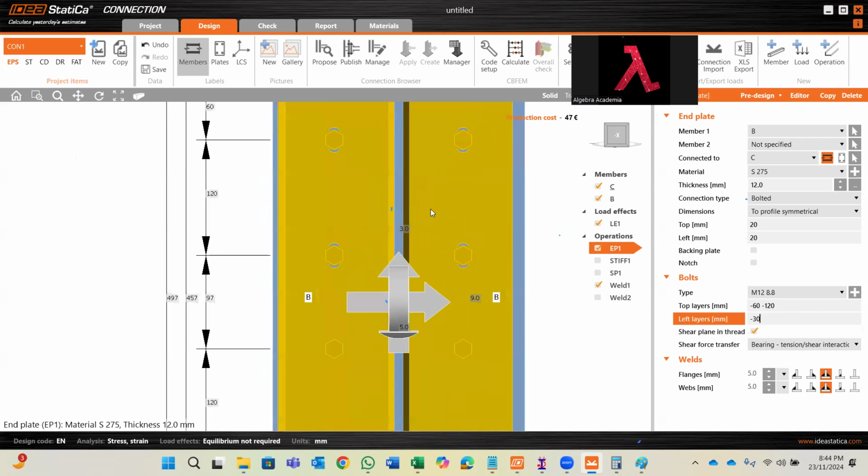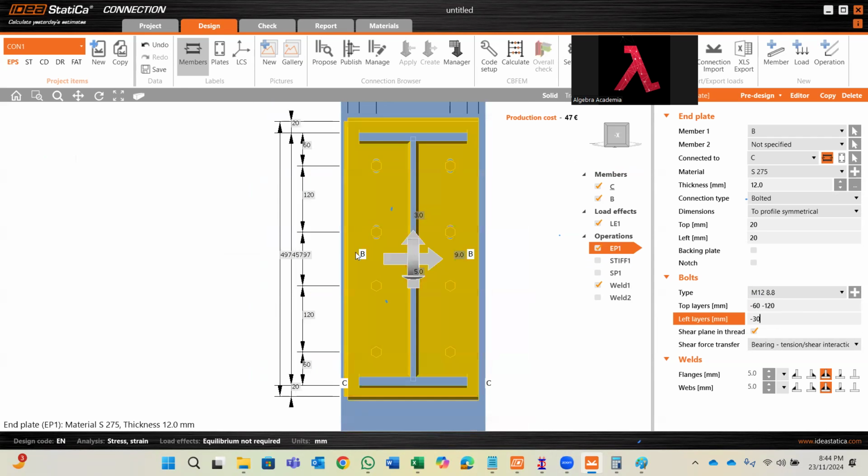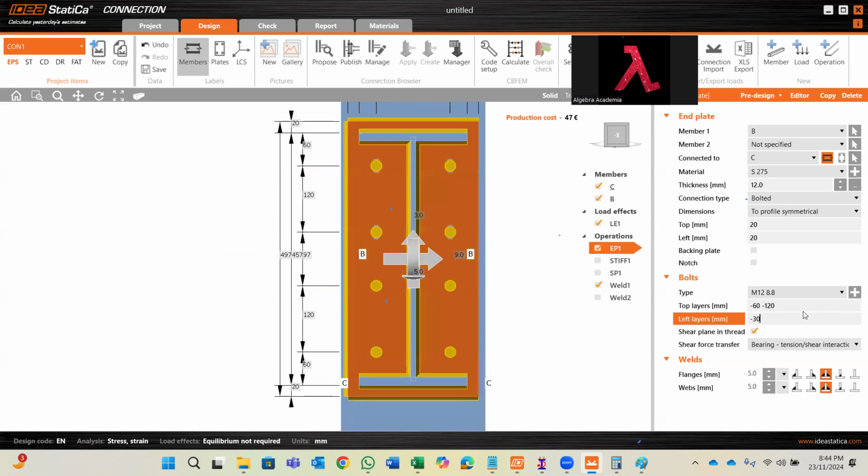So can you see here? We can easily adjust the dimension by adding the base plate, by adding the additional bolt. For example, you can equalize the dimension as well. I can equalize the dimension actually.